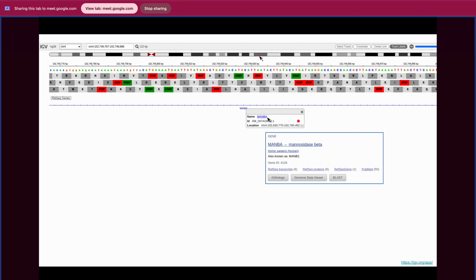If you want more information about the gene, you can simply click here, and this will take you to the NCBI site where this mannosidase beta gene will be present. If you simply keep your cursor here, it will give you brief information: in which organism this gene is present, what the name is, what the gene ID in NCBI is, how many transcripts are available, how many proteins have been identified, and the PubMed count, meaning how many publications are available for this gene. You can also look into the orthologs of this gene, which means whether some other organisms also have this gene. You can also go to Genome Data Viewer and perform its BLAST.